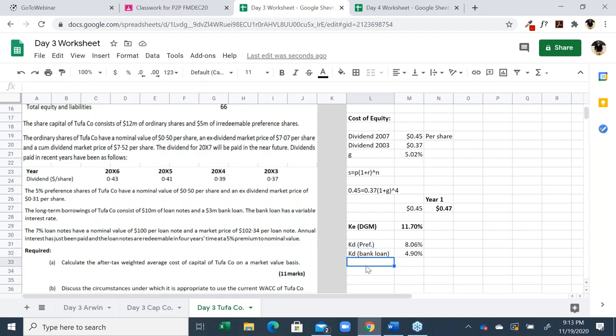Now in the question, Sarah, we don't have an interest rate for the bank loan, and we don't have any other rate that should be considered as the bank loan's interest rate. We can't take the preference shares' interest rate as a bank loan interest rate. So a better way will be to take the loan notes' interest rate as the bank loan's interest.